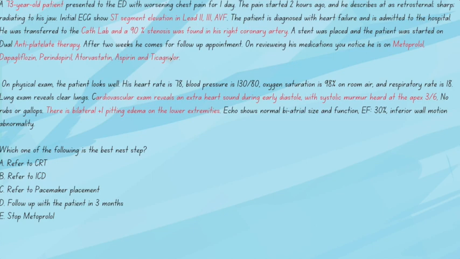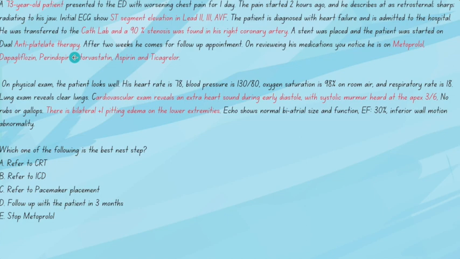And probably he does have some degree of heart failure. So they started him on dapagliflozin, an SGLT2 inhibitor, perindopril, atorvastatin, and metoprolol. So he's on a beta blocker, he's on an SGLT2 inhibitor, he's on an ACE inhibitor. What's missing here? An aldosterone receptor antagonist, spironolactone. Okay, so spironolactone is missing here. But anyway, that's not the question.